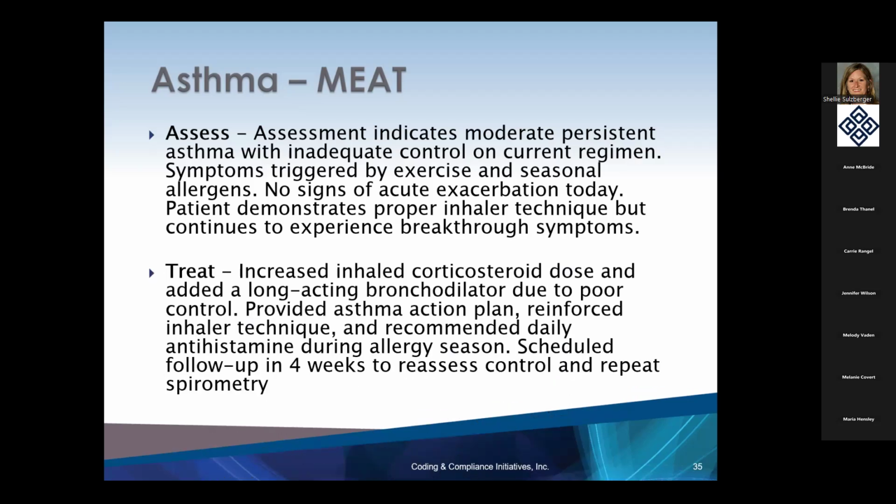And then my treatment: increase their inhaled steroid dose, added a long-acting bronchodilator due to poor control, provided the ACT, given them an action plan, all of that. So what our treatment shows is medication changes or continue the same, education for the patient, an asthma action plan, when should they follow up, is there any referrals between now and the next visit? So again, that all falls under my treatment plan.